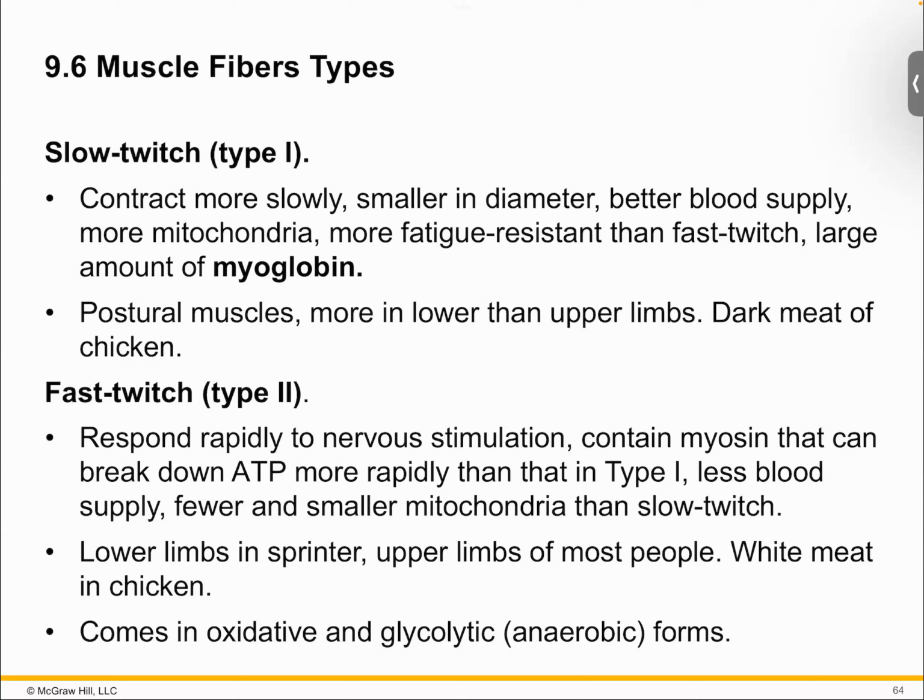But yeah, so this is kind of where your light meat comes in. So what does slow twitch do, right? This is kind of like your type 1 twitch fiber. Typically with slow twitch, they have a slower contraction. They tend to be fairly small in diameter. They have a lot of blood supply to them. More mitochondria, so that's important. They tend to resist fatigue. So these are endurance muscles.